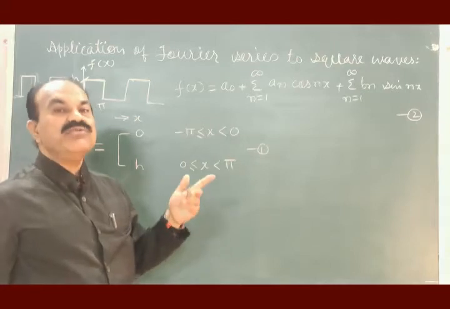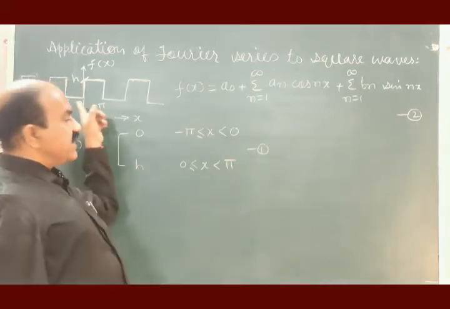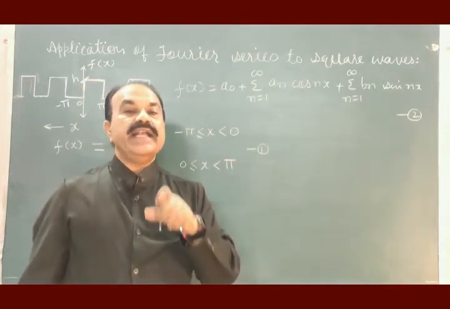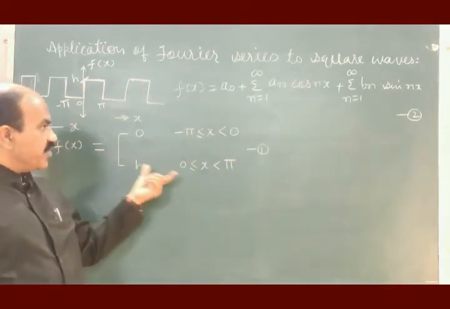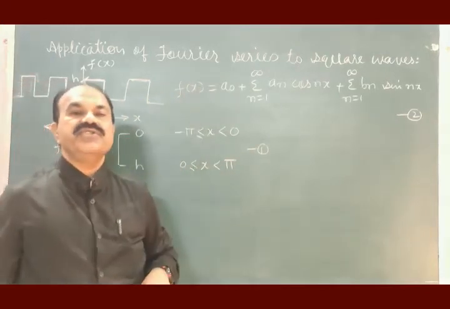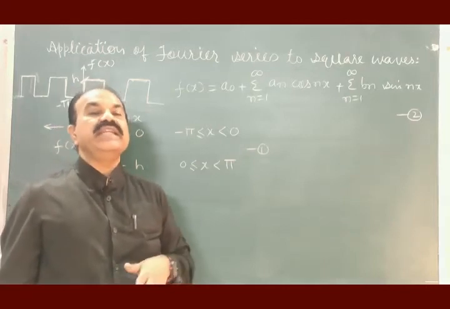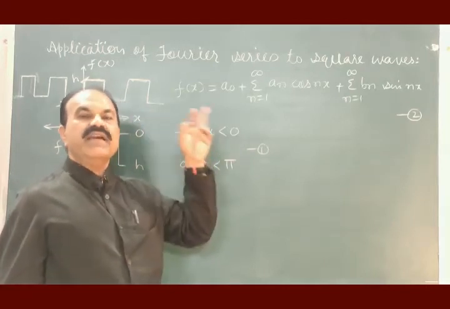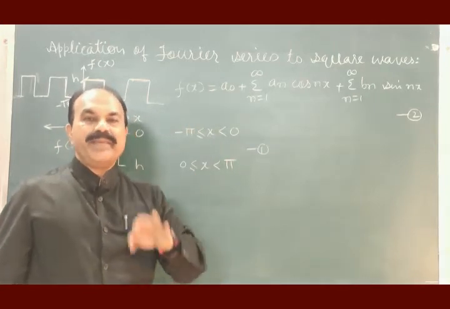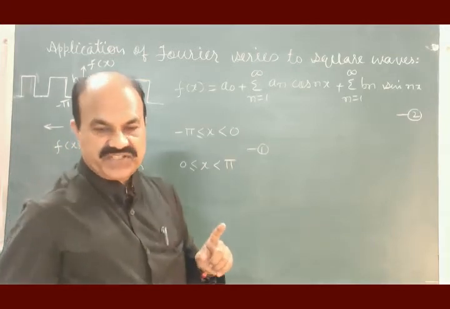We wanted to apply Fourier series analysis to represent this square wave in the form of Fourier series, and therefore using the function in equation 1 we have to find values of a0, an and bn. After that we can express the square wave in the form of Fourier series.